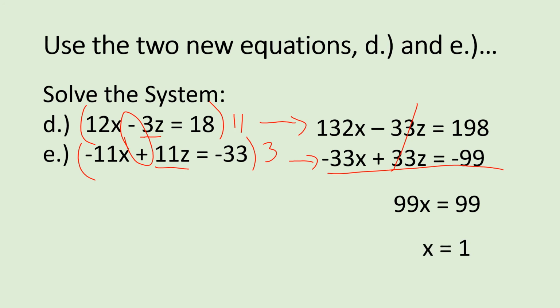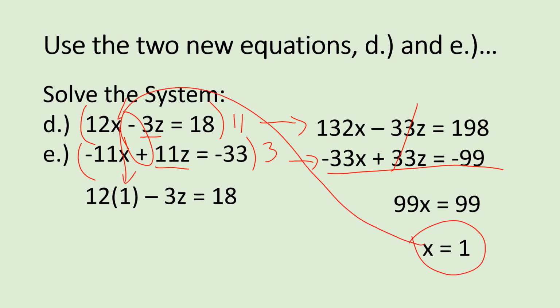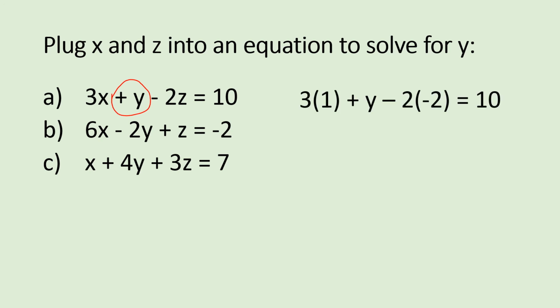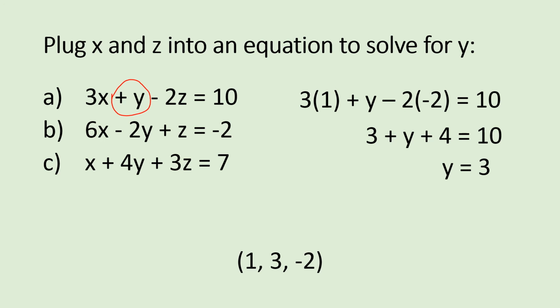Okay, take that, plug it back in. We're plugging it into this top one here. So 12 times 1 minus 3z equals 18. Solve it out, and we get z equals negative 2. Lastly, we take the two answers that we just found, and we plug them into one of these equations to solve for y. Okay, let's pick the easiest one. So this has a y by itself. We plug in a 1 for the x, negative 2 for the z, evaluate it, solve it, and we get y equals 3. Always put your answer into that 3 variable coordinate point, x first, y in the middle, z at the end.